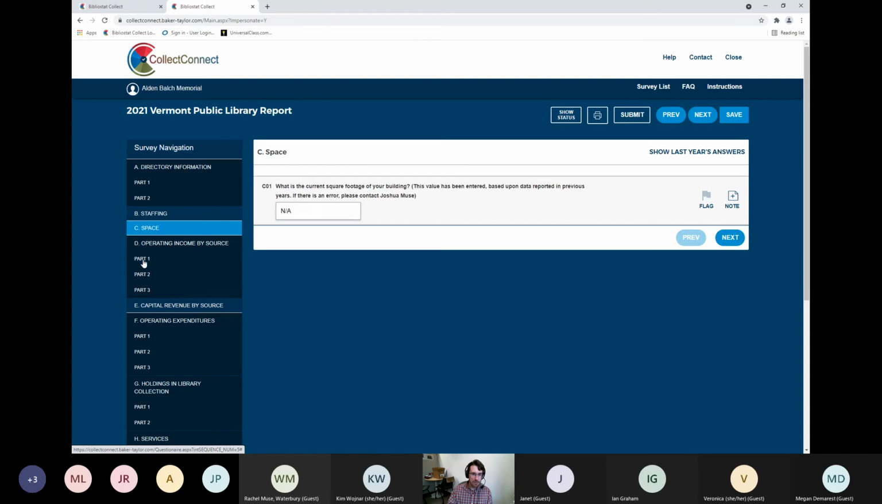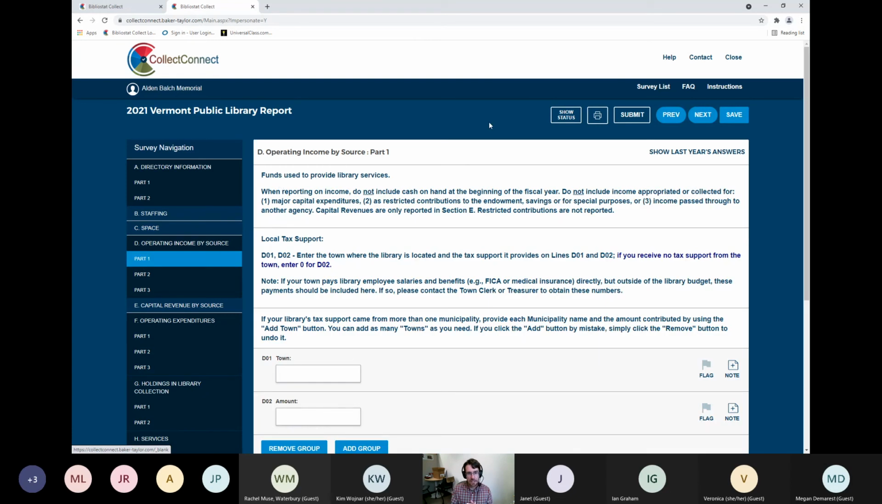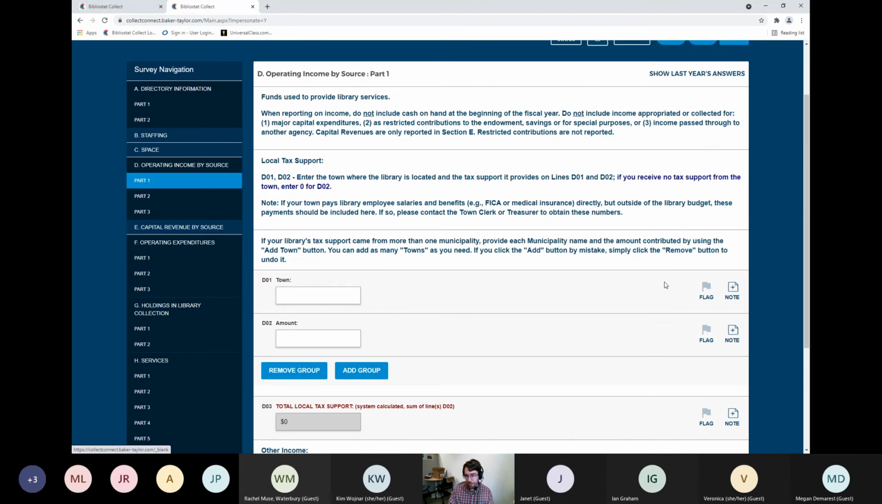Now we're hopping ahead to the first of the financial categories. This is income. In general, this is intended to cover almost all the income that your library might have in a given year. There are a couple of weird things that might not fall in here, but it should capture most of what you're doing. The first, and in many though not all cases the largest, is local tax support.